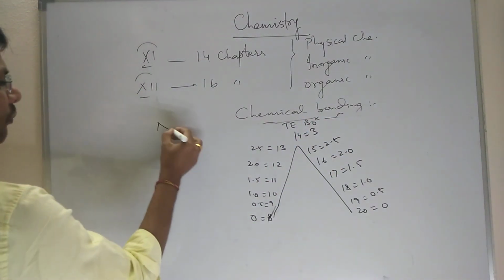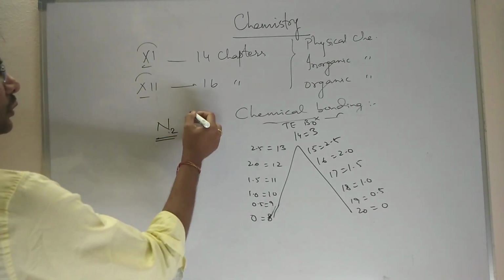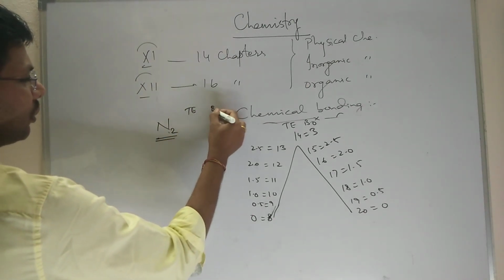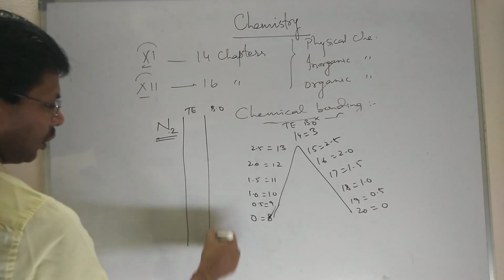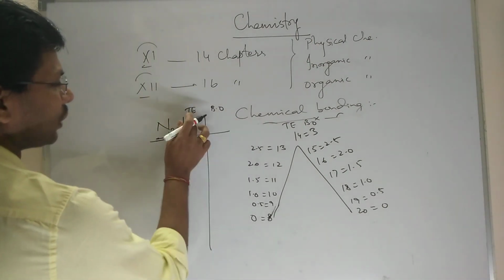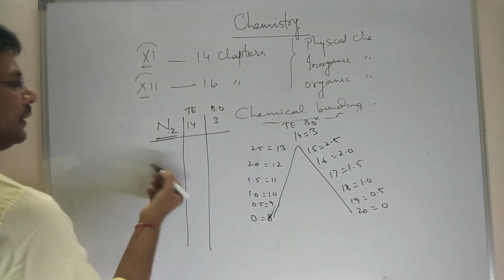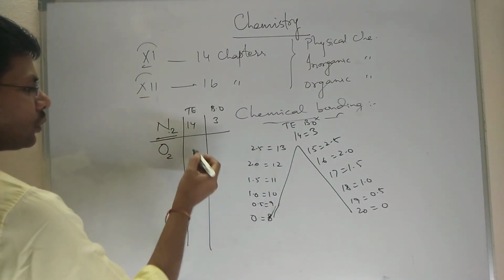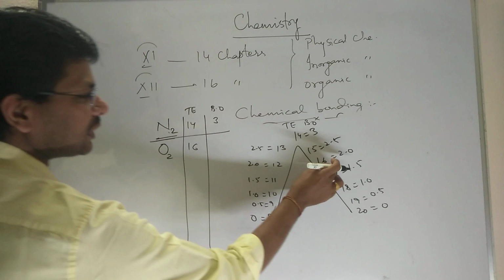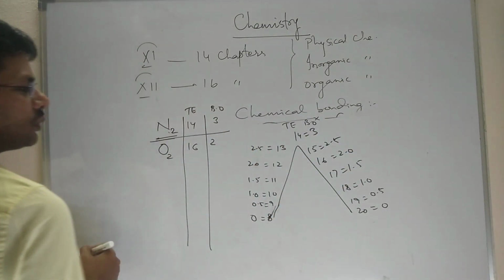Suppose you want to know the total electrons and bond order for nitrogen. I am just showing you a few molecules which will be helpful for you. The total electrons in N2 is 14, and for 14 the bond order is 3. Suppose in O2, the total is 16, and for 16 the bond order is 2, so it has a double bond.